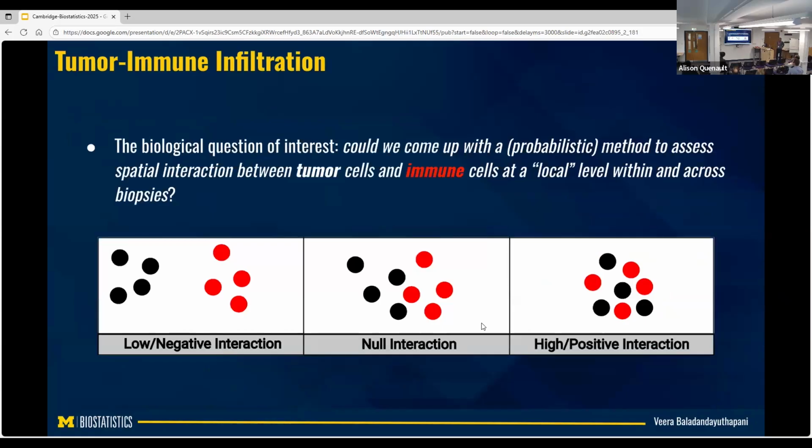The first question we put very simply is: can we come up with a metric, a probabilistic method, for spatial interactions within these biopsies? Think about just three types. There's a negative interaction, which means they're separated out by some distance. A null interaction, where they're adjacent to each other, and a positive interaction, where they're mixed with each other. To give you an idea of scale, we are talking microns here. A cell is 5 to 10 microns, and the sphere of influence of a cell is 15 to 30 microns. It's very localized interactions that we're trying to assess.